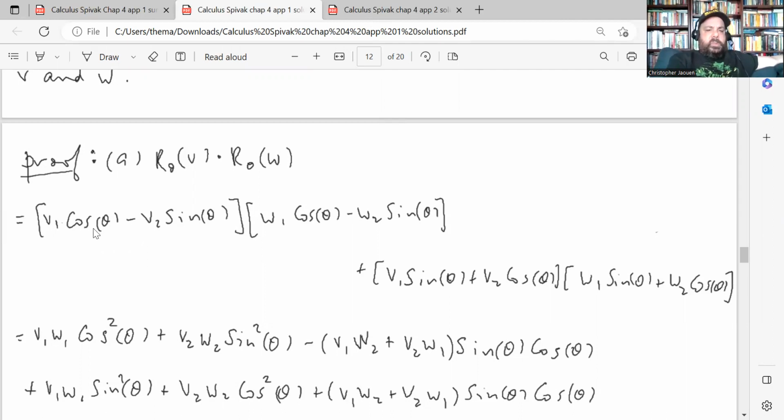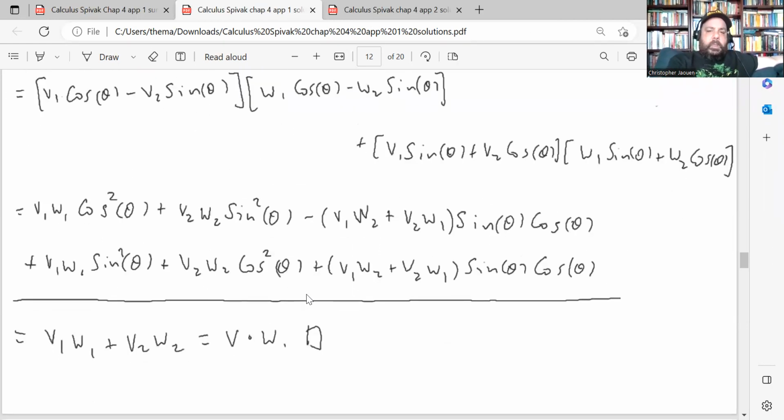But we use the formulas for the rotated vectors, and then just multiply everything out and simplify things. And when you do that, it's just algebra, and you have to know the trig identities here. Cosine squared plus sine squared is 1, sine squared plus cosine squared is 1, and notice these two cancel out when you add everything together, so you get V1 W1 plus V2 W2. Just so it's clear what I'm doing here.